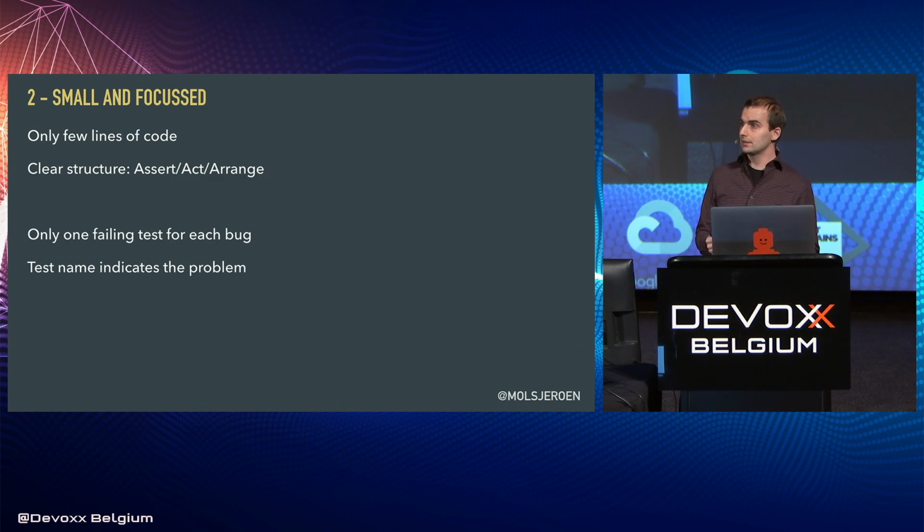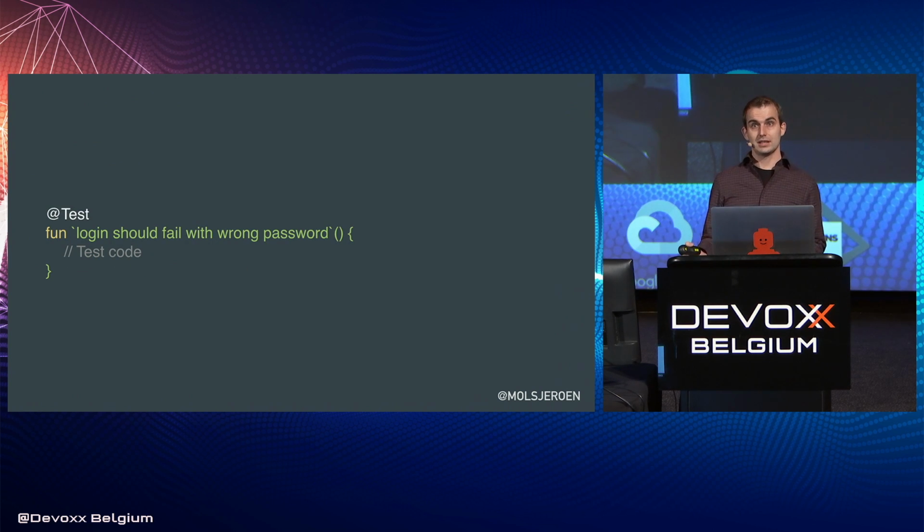And then when the test fails, you want the name to clearly indicate what the problem is. So look at this example. This is a good example of a really good test. It says, login should fail when the password is wrong. So imagine if this test fails, in the output you're going to see the name of the test method, and you're immediately going to know what's going on.